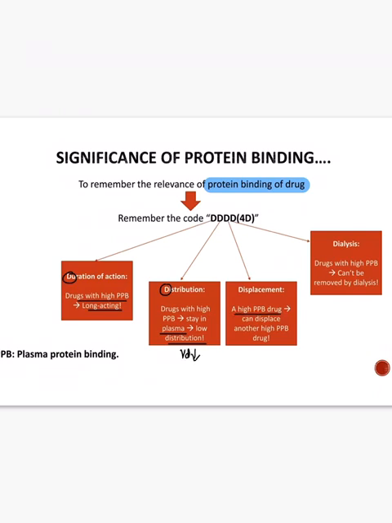A highly plasma protein bound drug can displace another highly plasma protein bound drug. The important thing is that questions on interaction may be asked here. So this is important. Then dialysis. Drugs that are highly plasma protein bound cannot be removed by dialysis, because they are more in the plasma and less in the tissues. So they cannot be removed by dialysis.